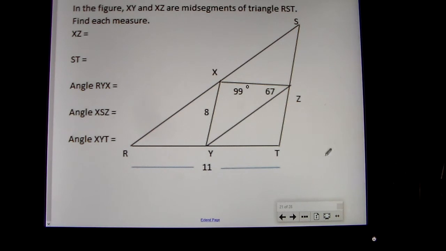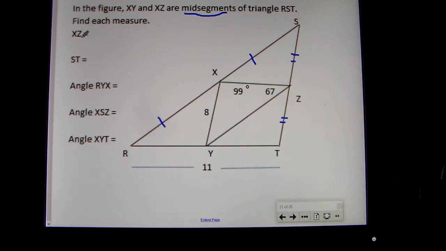Our last little piece of information here is that in the figure, XY and XZ are mid-segments. So meaning X is in the middle of RS and Z is in the middle of ST. So they get their little double ticks. So that's what mid-segments are. It's in the middle of triangle RST.